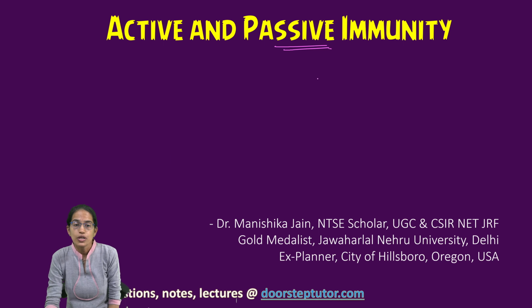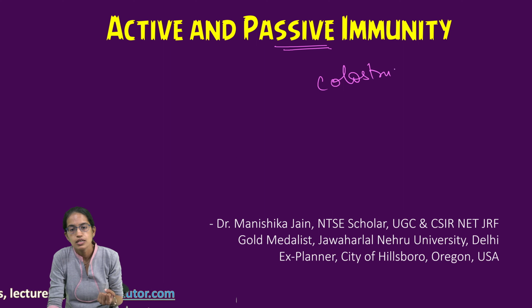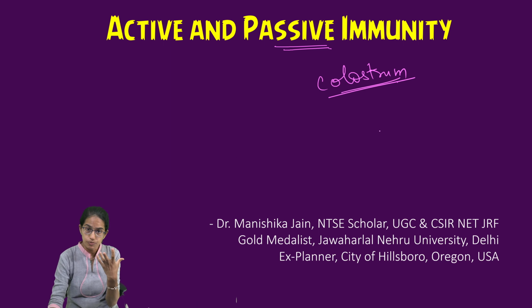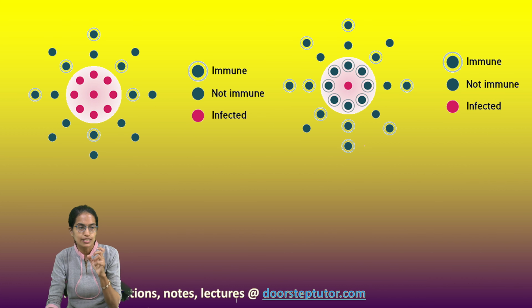The second important way is through the colostrum. Now colostrum is the yellowish milk in the first few days, and this milk is extremely rich in antibodies which are transmitted from mother to the child. So that's another way through which the passive immunity works.